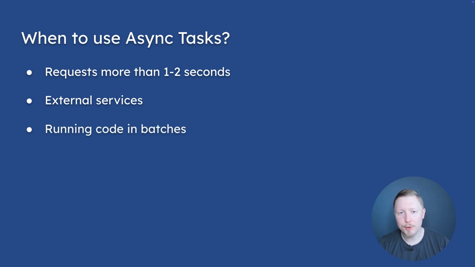Another reason why you might use asynchronous tasks is if you are running some things in batches. For example, if you needed to process data that has been uploaded in a batch, so you needed to go through like 100 CSVs or something like that, then you might want to do that as an asynchronous task so it can happen in batches in a queue-like system.